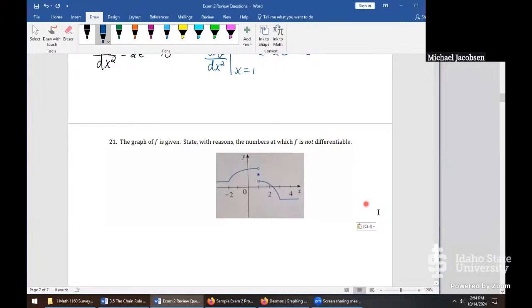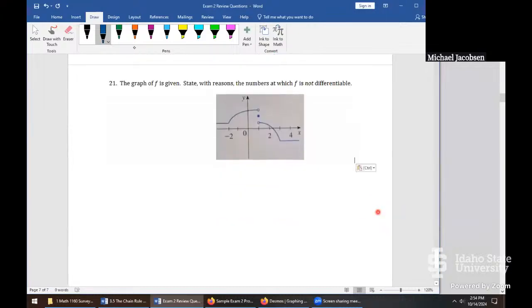Let's talk about this one a little bit. We're trying to find where f is not differentiable. And the idea behind this is that differentiability is a stronger condition than even continuity. So if your function is not continuous right here at x equals 1, f is not continuous.